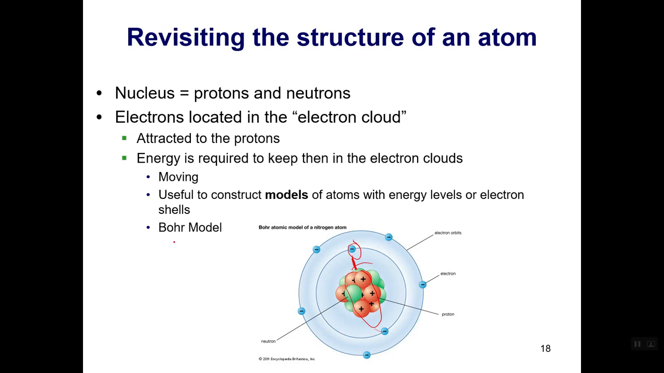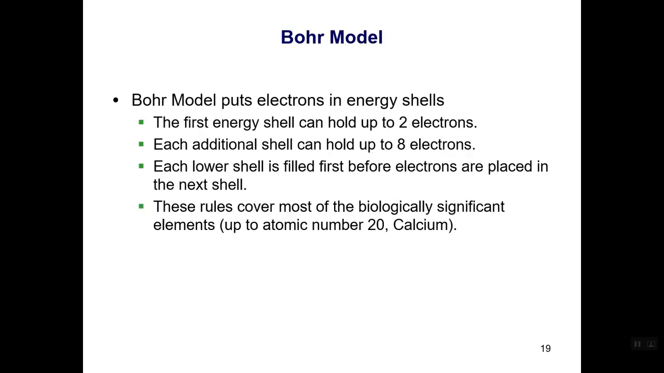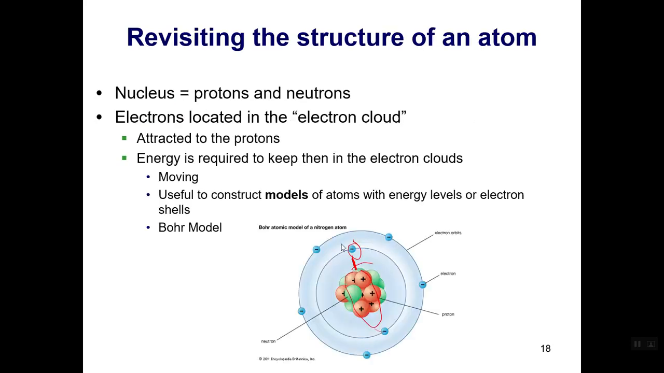So because of that, it's useful to construct models of atoms with energy levels or electron shells, and that's what our Bohr model is. So it gives us a rendition of what our atom most likely looks like at any given time because those electrons, again, they're moving. Now, Bohr models always put electrons in energy shells. This one shows two energy shells. They're represented by the rings that surround it, 1 and 2.